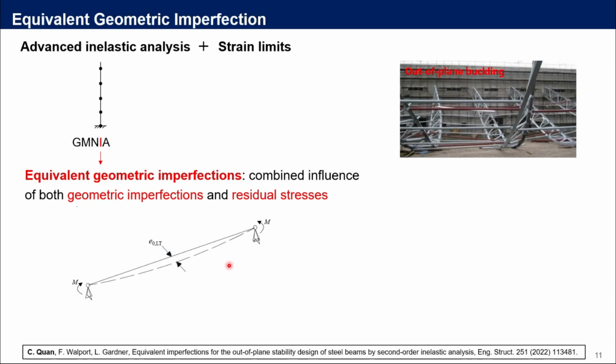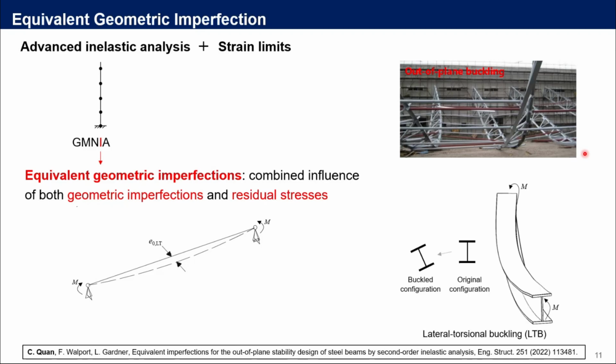Our study aimed to develop the equivalent geometric imperfections for use in GMNIA for the out-of-plane stability design, which is a quite common failure mode in metallic structures, with a particular focus on the lateral torsional buckling.